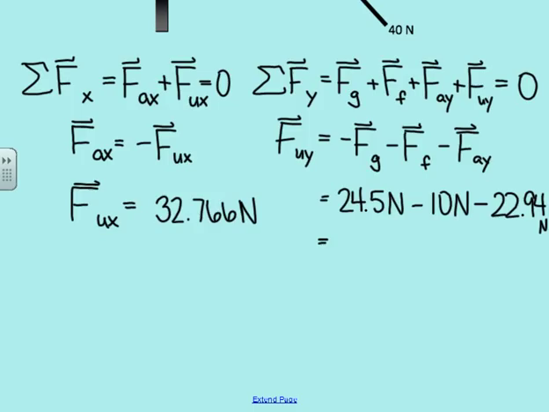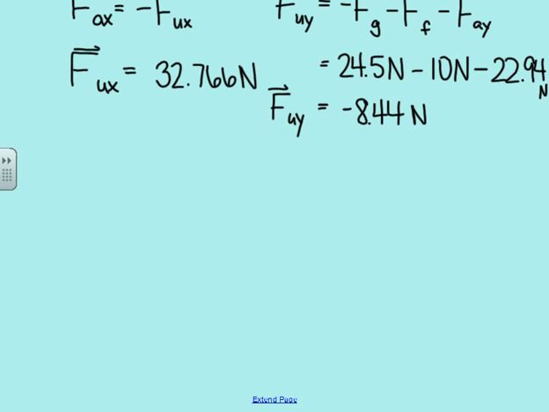When I add all of this together appropriately, I end up getting negative 8.44 newtons as the y component here. So I have an x and y component of my unknown force, which means I can calculate the unknown force itself. Go ahead and pause the video and do that for yourself right now.